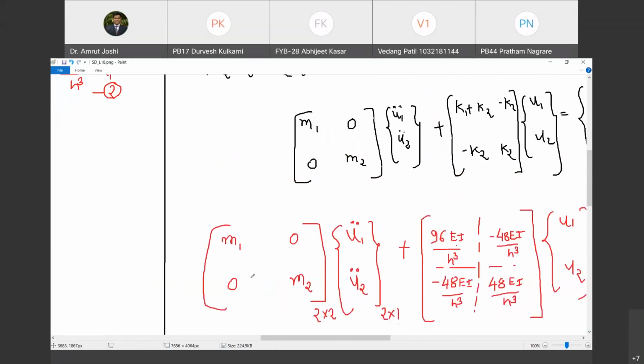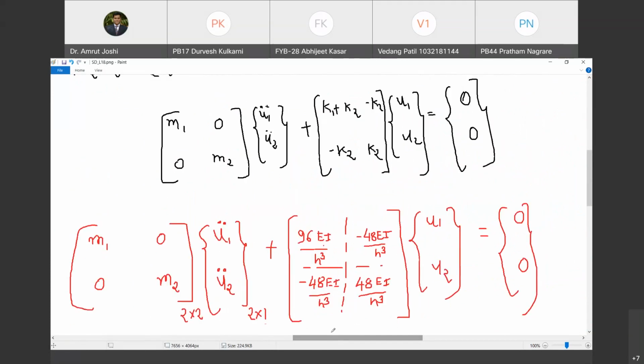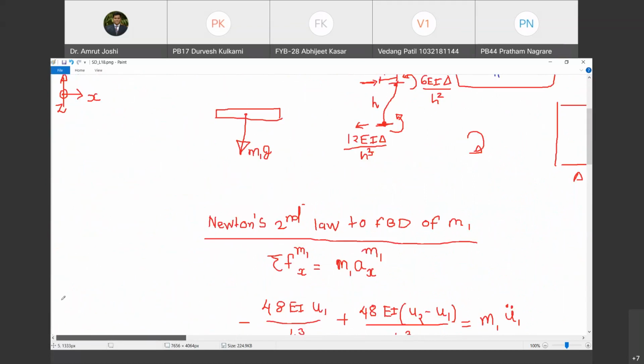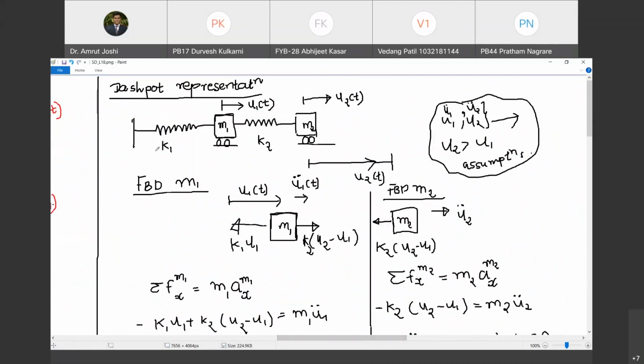The mass matrix is the same. Are you with me? So done. We have converted this system into the equivalent dashpot representation. What has to be done? k1 equal to k2 has to be equal to 48 EI upon h cube. Happy? So this is the dashpot representation.